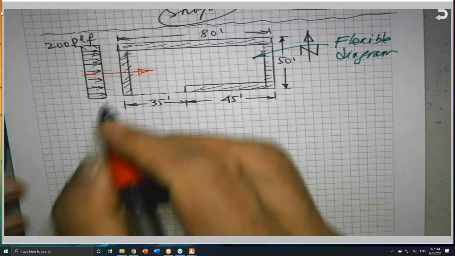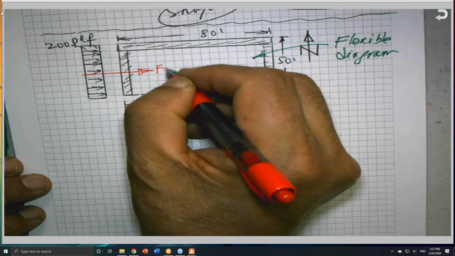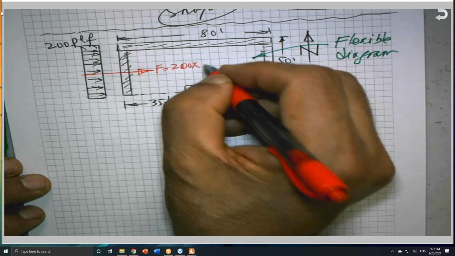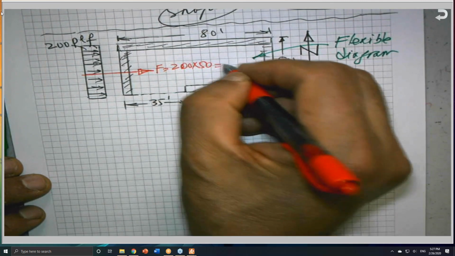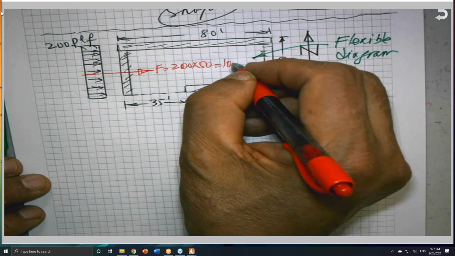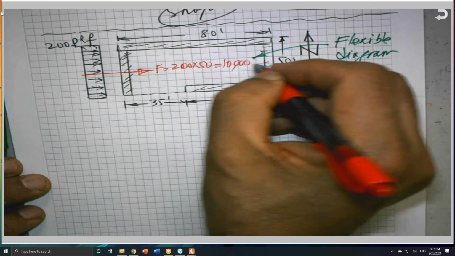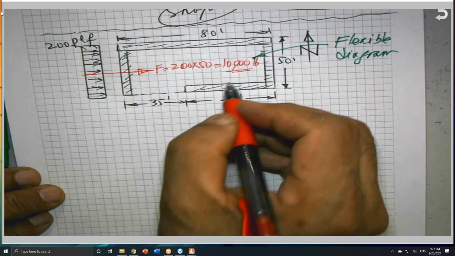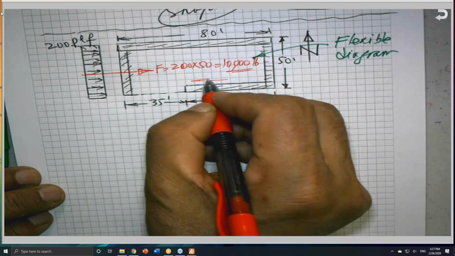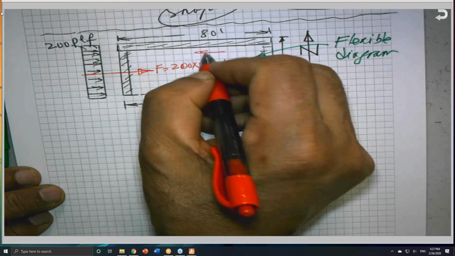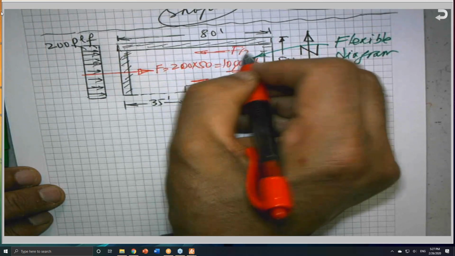So the total force F here is equal to what? Is equal to 200 times 50. So this will give you 10,000 pounds. Since this is a flexible diaphragm, F over 2 will come here, and F over 2 will come here. Each side will take half.